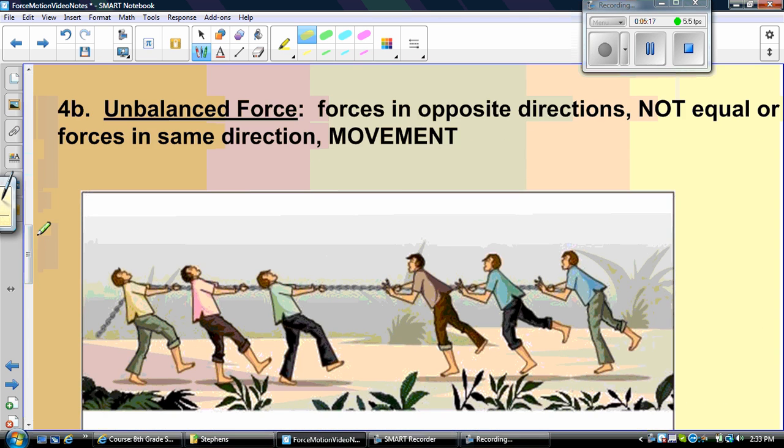An unbalanced force is actually when forces move in opposite directions, they're not equal, or sometimes forces can move in the same direction. This is going to create movement. So in the example of the tug of war, this side is pulling with more force than this side. Because this side has more force, it's an unbalanced force, they're going to move, and this side wins the tug of war.